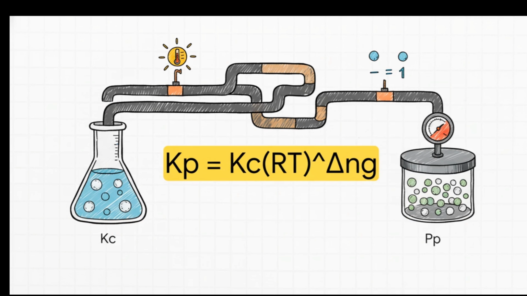And you want to know the best part? You can easily convert between them with this incredibly useful formula. Kp equals Kc times RT, all raised to the power of delta Ng. Here, R is the gas constant, T is your temperature in Kelvin, but the most important part is that delta Ng. That's just the change in the number of moles of gas. All you do is subtract the moles of gaseous reactants from the moles of gaseous products.